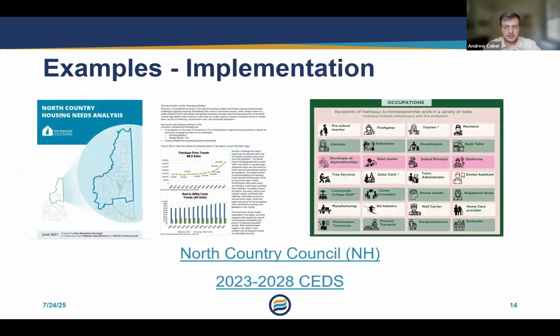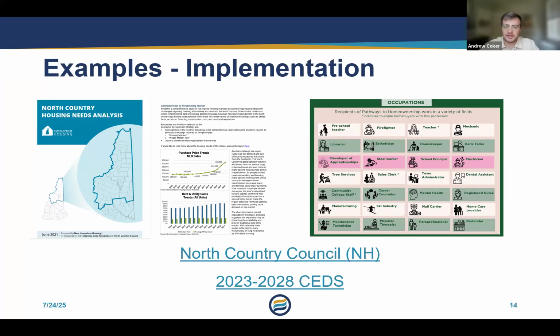My next example here is North Country Council in New Hampshire. We recently did a webinar that you may have been on or seen the recording of, highlighting this example actually. So this may be news to everyone else, but North Country Council has done a really great job of incorporating housing and human services elements into their CEDS. And you can see on the left there, they conducted a housing needs analysis through New Hampshire Housing that gave them a lot of great input and data sets that they could then use to build out their CEDS process.